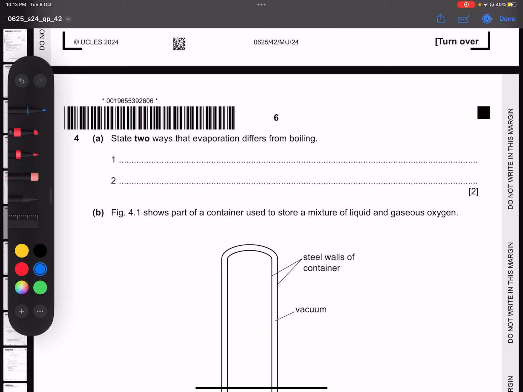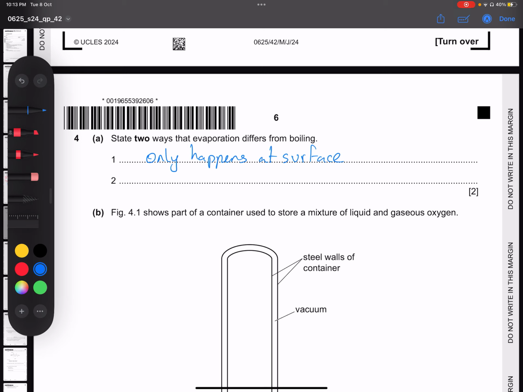Okay. Fourth question. State two ways that evaporation differs from boiling. The first thing evaporation differs by is that it only happens at the surface. It is only a surface phenomenon. So it only happens at the surface, whereas boiling is throughout the liquid.